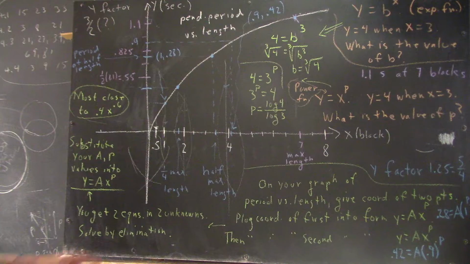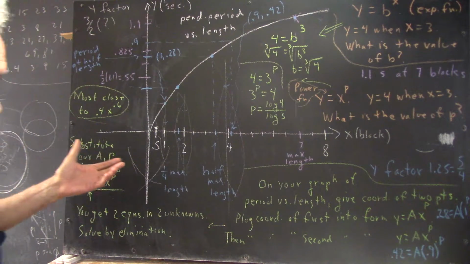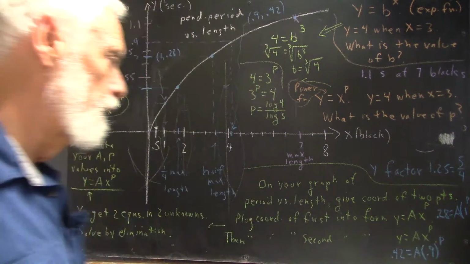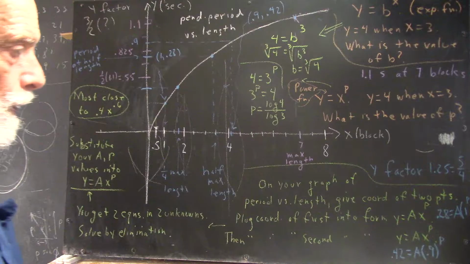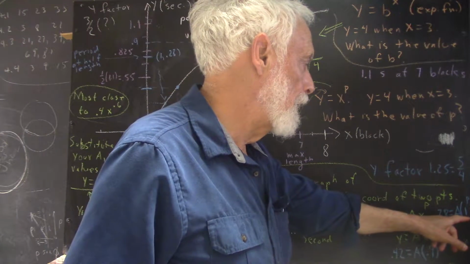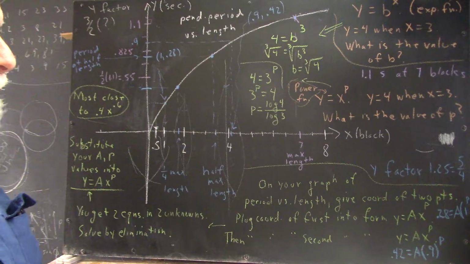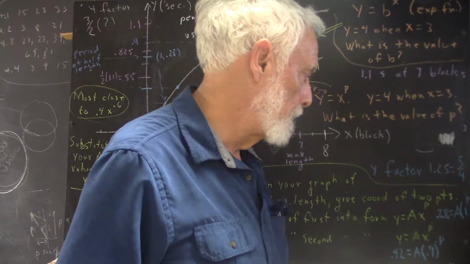Okay, so we want to solve those equations by elimination. And then we're going to get values for, well, what are our unknowns? A and p. Okay, so from the first equation, well, I lucked out. I got 1 for my p value. So this is just going to give me 1.